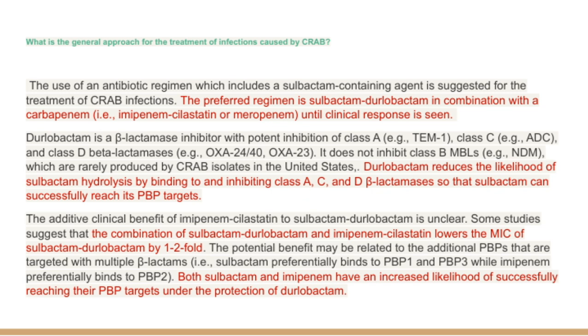Durlobactam plays a crucial role here as a beta-lactamase inhibitor. It effectively inhibits class A, C, and D beta-lactamases, like TEM-1, ADC, and OXA enzymes, by binding to them and preventing sulbactam from being hydrolyzed. This allows sulbactam to reach its target, the penicillin-binding proteins or PBPs, and exert its antibacterial effect. It's important to note that durlobactam does not inhibit class B metallo-beta-lactamases, such as NDM. Fortunately, these are rarely produced by CRAB isolates in the United States, so this isn't usually a limiting factor.